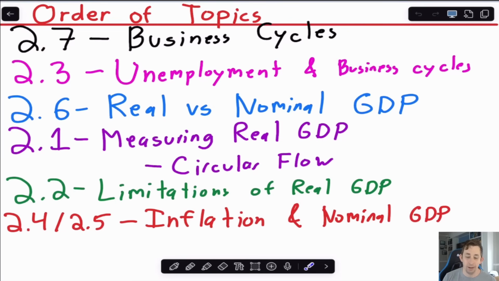Today I'm going to talk about AP Macro. I'm going to do a Unit 2 review, so just a brief overview of all the concepts in Unit 2. This is the order I'm going to talk about those topics in.